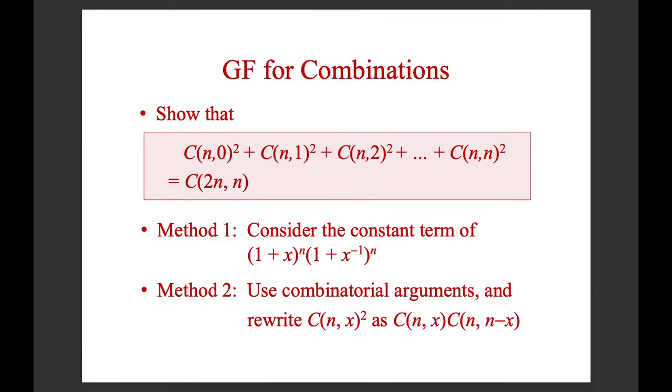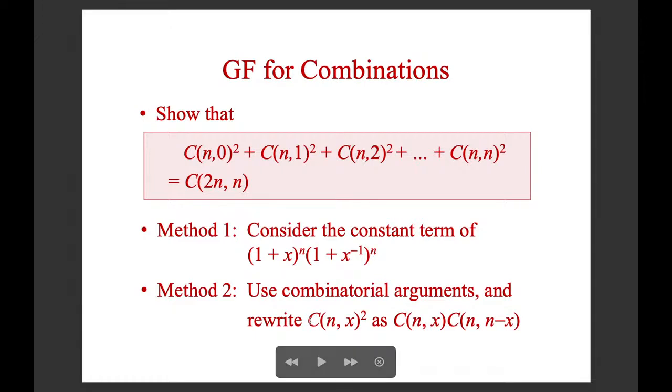And how about this one? This time, we have n choose 0 squared plus n choose 1 squared, and so on and so forth up to n choose n squared. We are saying that this is 2n choose n. Now for this one, actually we can show this by method 2, which is more common.